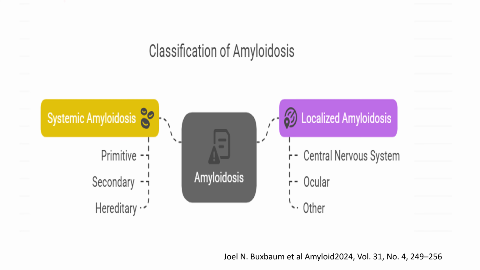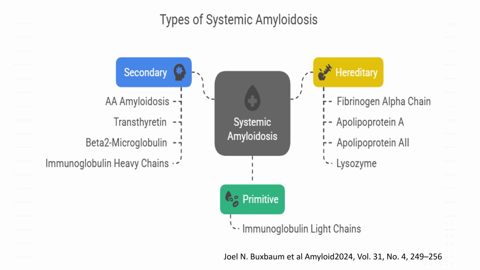We are going to classify this amyloidosis. We say that amyloidosis is classified according to topography. There are localized and systemic amyloidosis. Systemic amyloidosis is subdivided into secondary, hereditary, and primary forms.